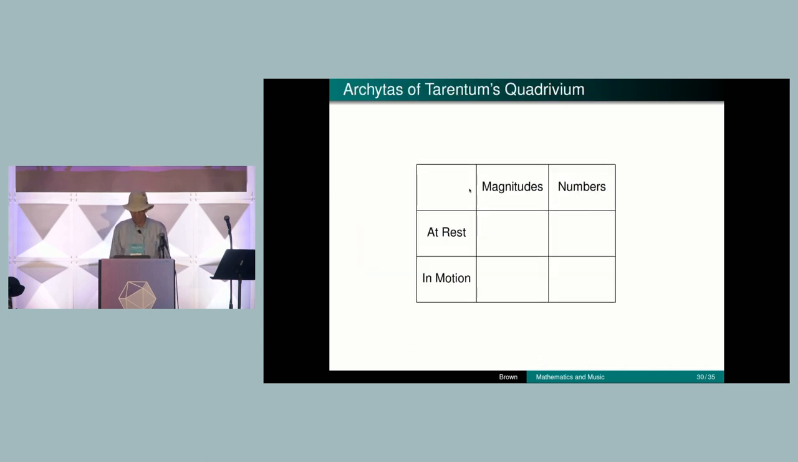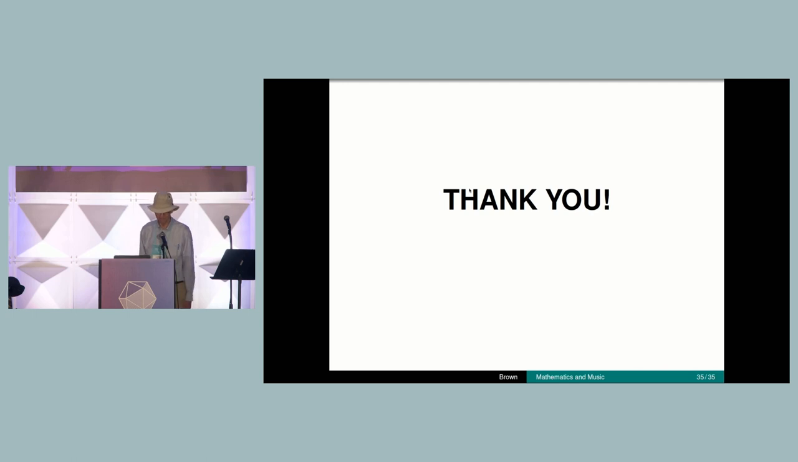Now, Archytas of Tarentum finally gets to take stage with the four things you needed to know, the quadrivium. We have magnitudes and numbers at rest and in motion. Magnitudes at rest, geometry. Numbers at rest, arithmetic. Magnitudes in motion, astronomy. And numbers in motion, take a guess. You get a cigar. Thank you.